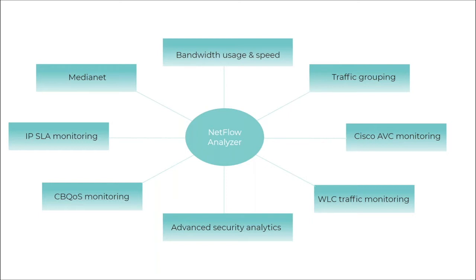We also have traffic grouping, where you can group different entities like devices, interfaces, or even IP addresses. We have different kinds of monitoring available in our product. Cisco's AVC lets you monitor layer 7 traffic. Wireless LAN controller traffic monitoring is available. You also have monitoring for IP SLA, where you can monitor the VoIP connections between IP SLA supported Cisco routers.